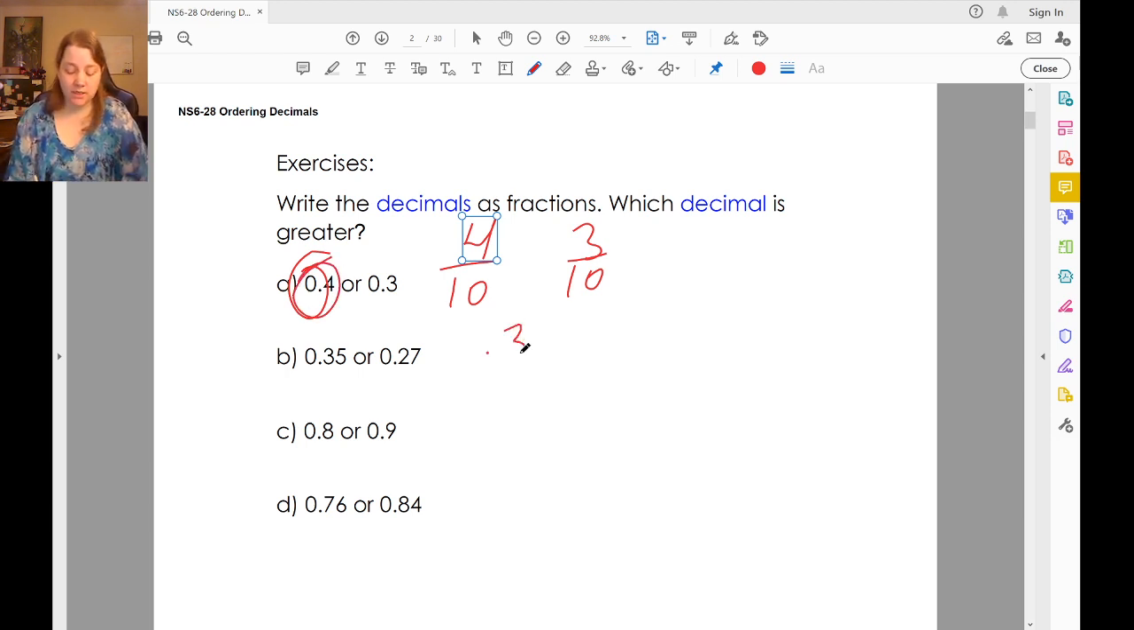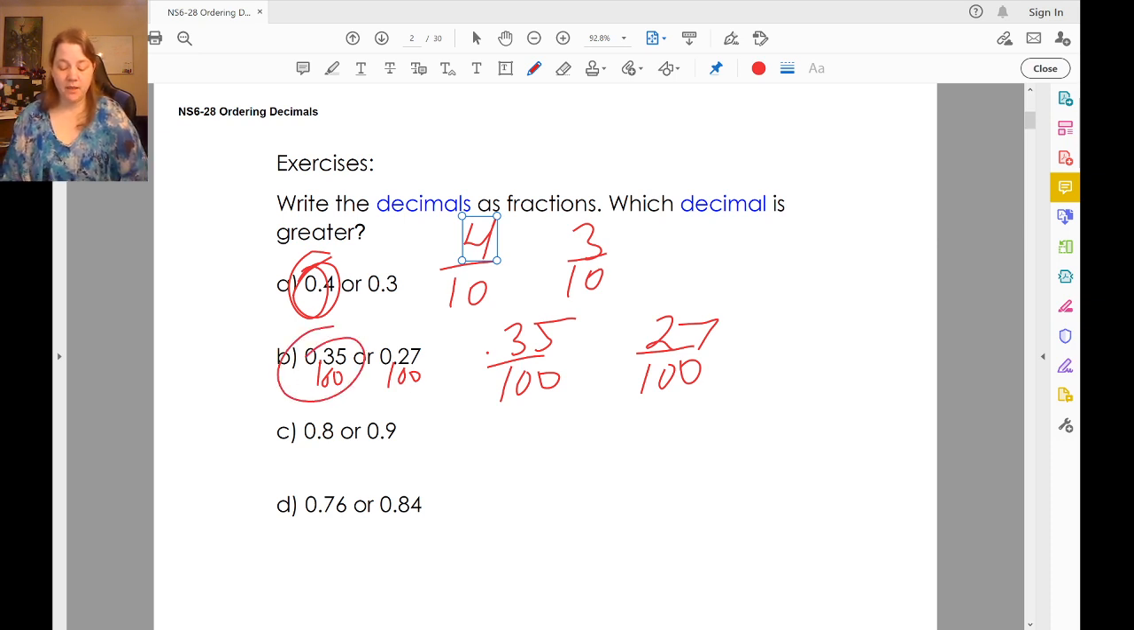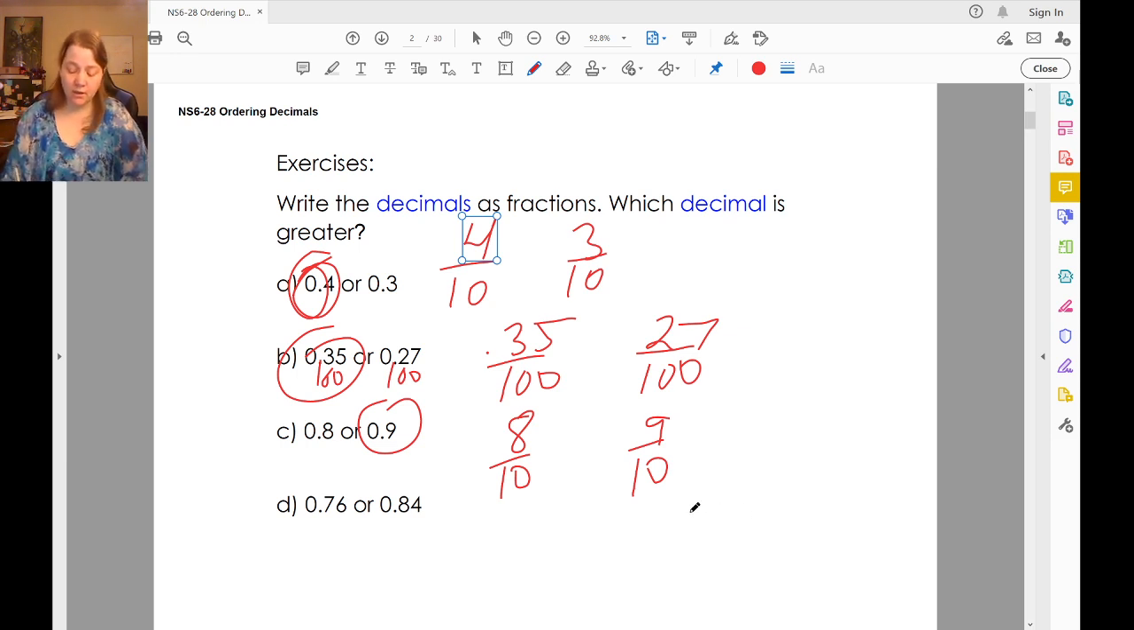We can compare 35 over 100 and 27 over 100 and see that 35 is bigger than 27, and both the denominators are the same. I can compare 8/10 and 9/10 and I can see that 9/10 is bigger. I can compare 76 over 100 and 84 over 100 and I can see right here that the 84 is going to be bigger because 84 hundredths is bigger than 76 hundredths.